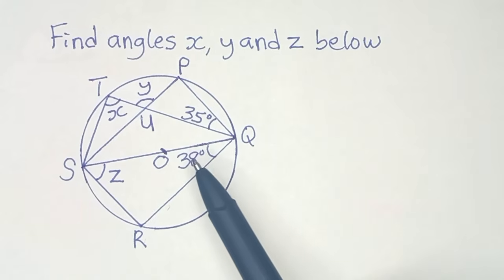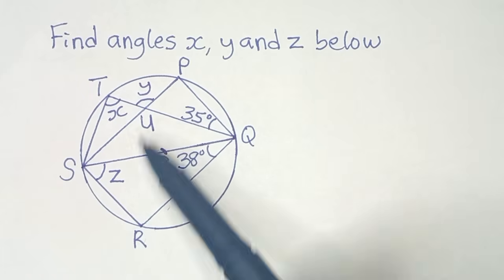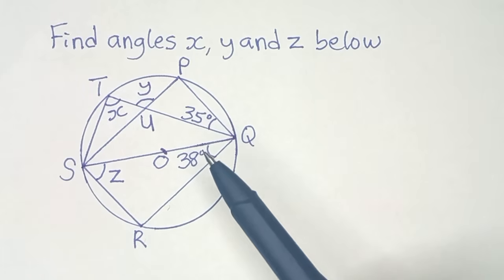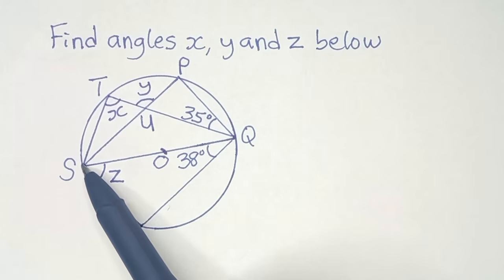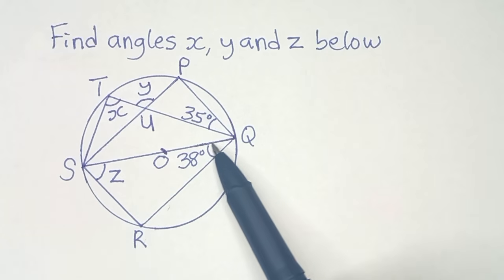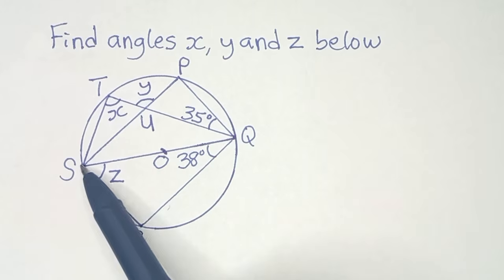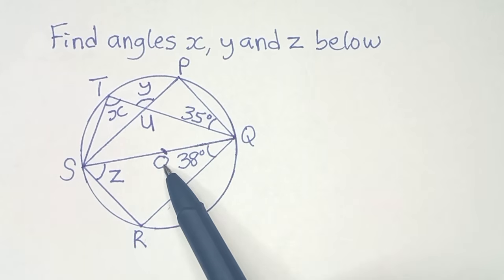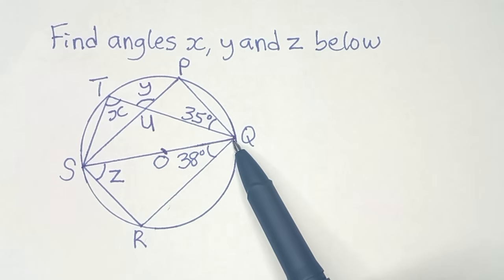In this circle geometry question, we are asked to find angles X, Y, and Z. For us to find these angles, the first theorem to apply is to look at this line passing through the center of the circle. The center is this point O, so a line passing through the center of the circle is a diameter line.